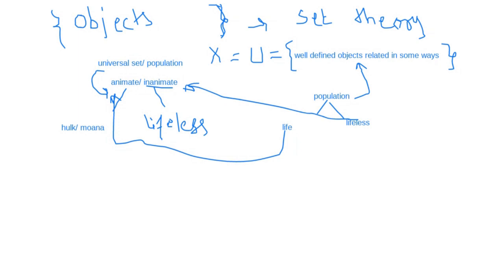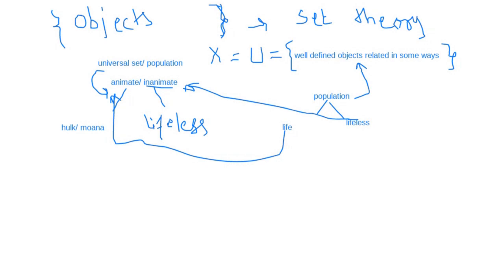So we started with sampling, but the basis of sampling is what? Everything starts from the population or from the universe. Set we have already studied in our junior classes. We suggest that the universal set is a collection of some well-defined objects which are related in some ways. Now, what does the universal set consist of? It consists of two kinds of data. What kind of data? It may be lifeful data, it may be lifeless data.